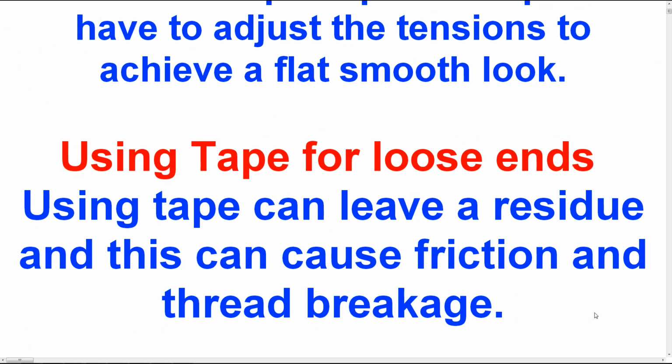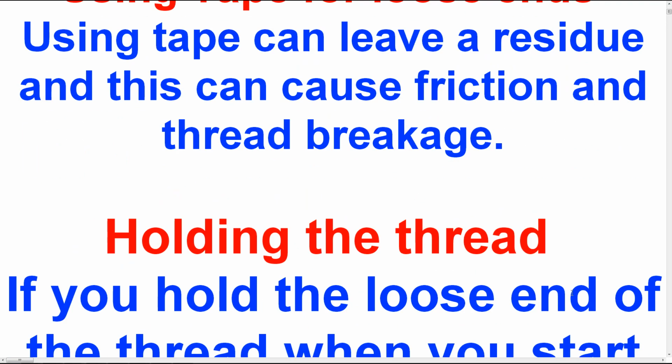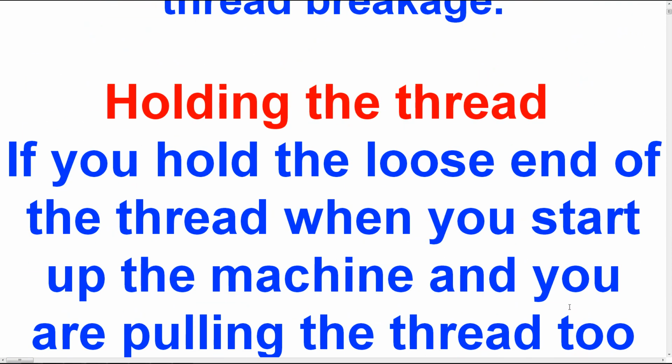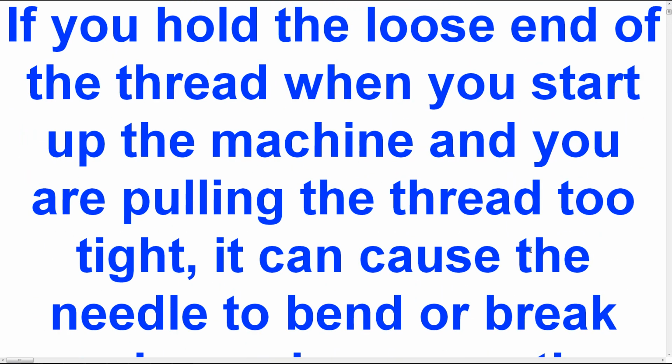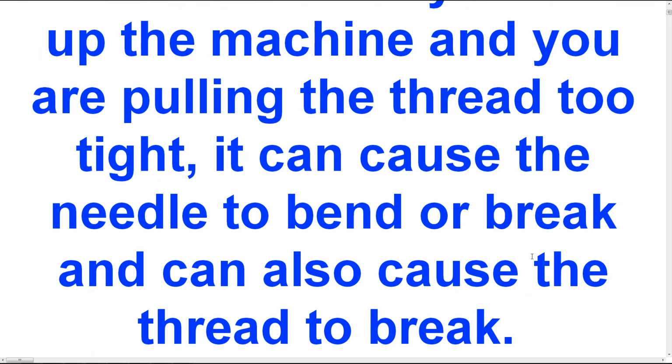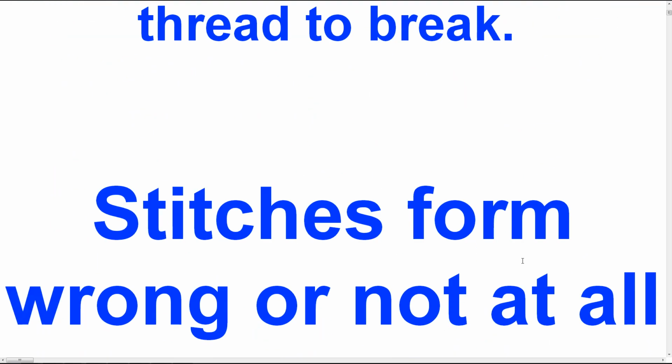Using tape for loose ends. Using tape can leave a residue, and this can cause friction and thread breakage. Holding the thread. If you hold the loose end of the thread when you start up the machine and you are pulling too tight, it can cause the needle to bend or break. It can also cause the thread to break.